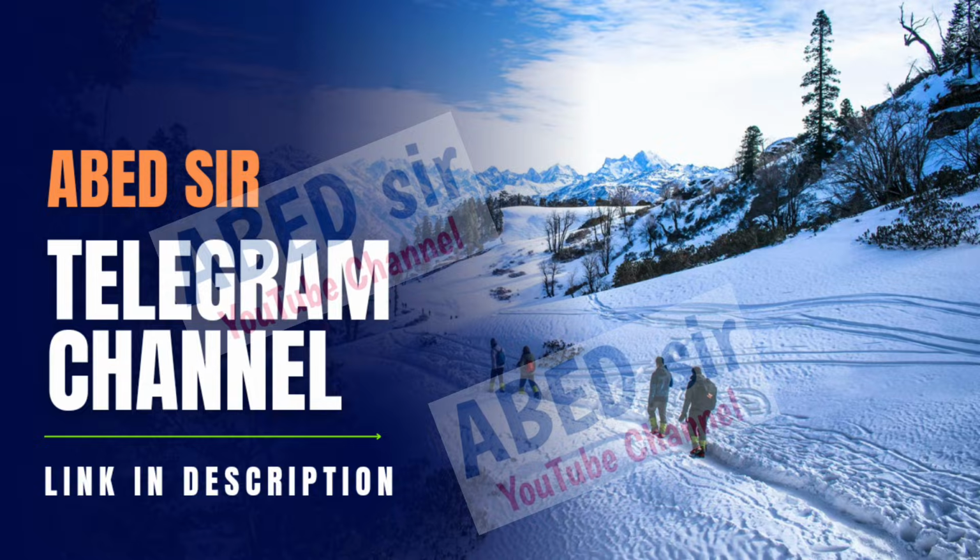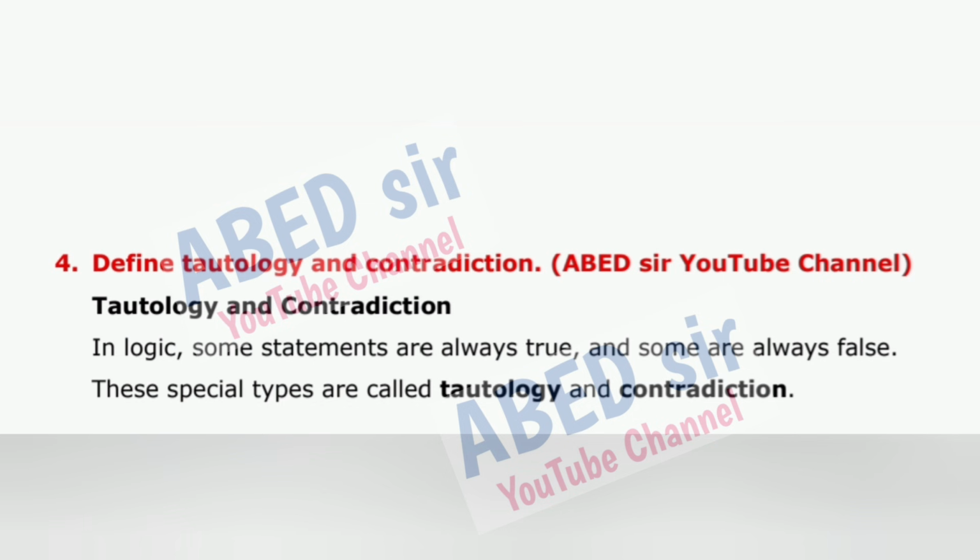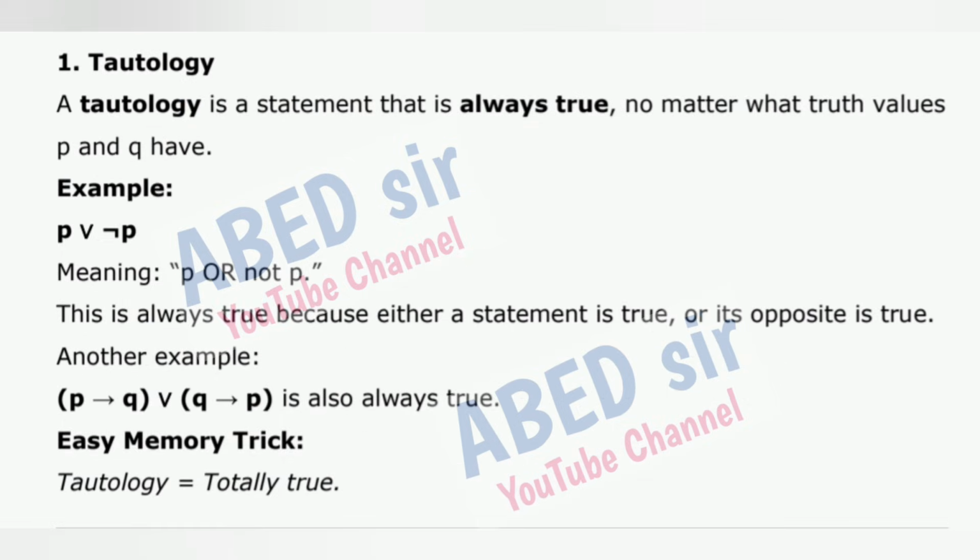Next important short question is 4: define tautology and contradiction. In logic, some statements are always true and some are always false. These special types are called tautology and contradiction. 1. Tautology. A tautology is a statement that is always true, no matter what truth values P and Q have.